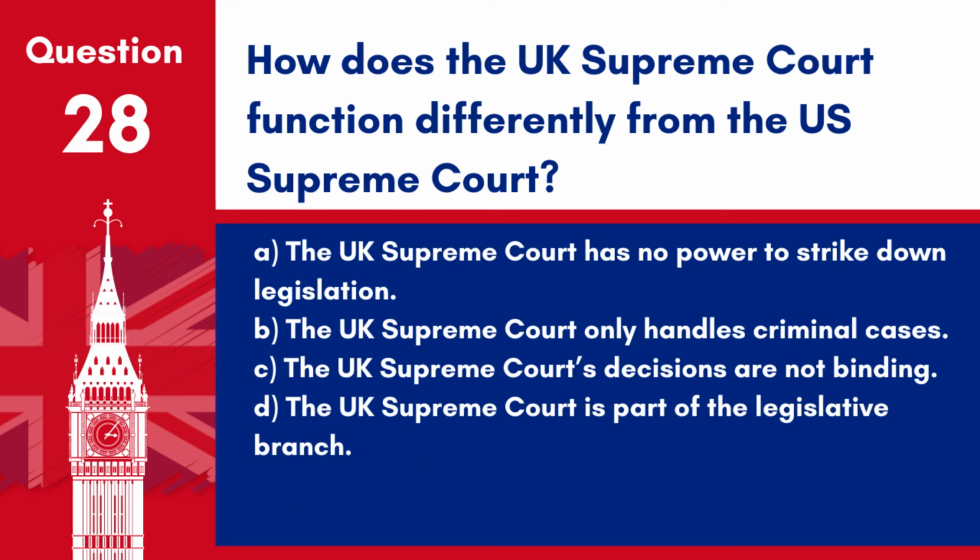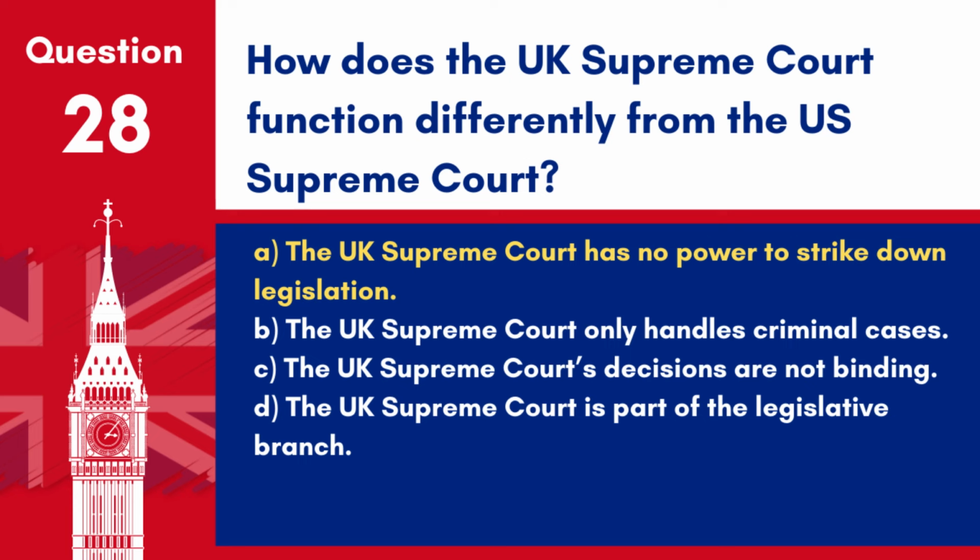Question 28. How does the UK Supreme Court function differently from the US Supreme Court? A. The UK Supreme Court has no power to strike down legislation. B. The UK Supreme Court only handles criminal cases. C. The UK Supreme Court's decisions are not binding. D. The UK Supreme Court is part of the legislative branch.